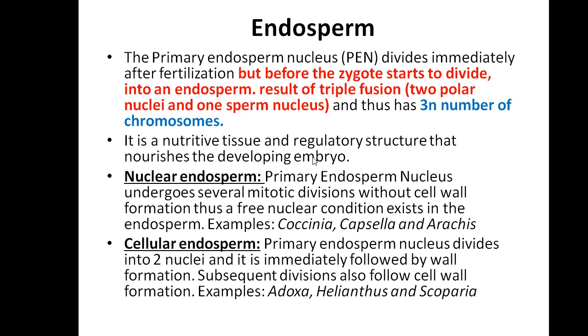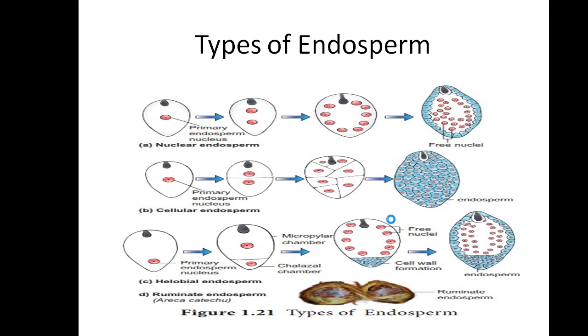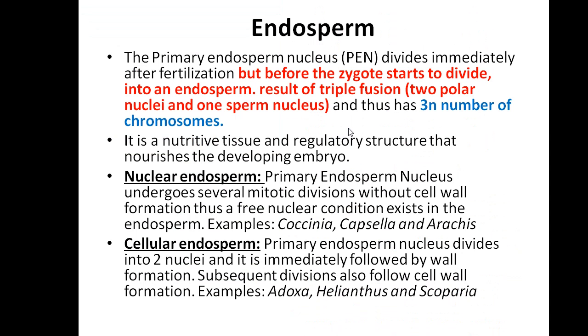And there are 3 types of endosperm: nuclear endosperm, cellular endosperm, and helobial endosperm. In the nuclear endosperm, the primary endosperm nucleus divides into 2, and it keeps dividing into many nuclei without cell wall formation. Examples: Cocos, Capsella and Arachis.